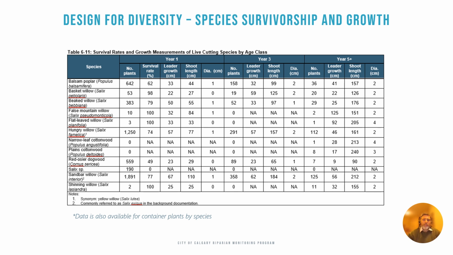While sandbar willow is highly recommended, biodiversity should still be prioritized in bioengineering designs. The repair and monitoring program data helps identify other species to include. So this table from the final program report shows year 1 survival and year 1, year 3, and year 5 age class growth data for 12 species of live cuttings, providing insights into their growth habits and helps in selecting other species for design. The same data is also available for container plants.